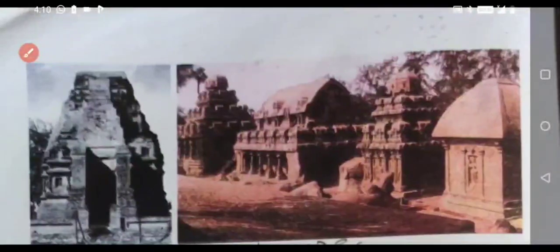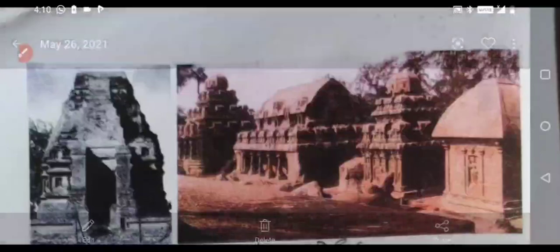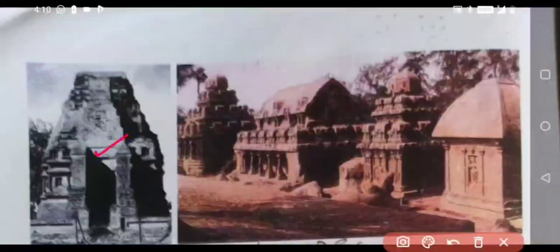So, in the image, you could see this temple. This is an early temple at Bitargaon, which is in present day Uttar Pradesh. This was built around 1500 years ago and was made of baked brick and stone. And this is a monolithic temple at Mahabalipuram. This is carved out of a huge single piece of stone. That's why it's called a monolith.